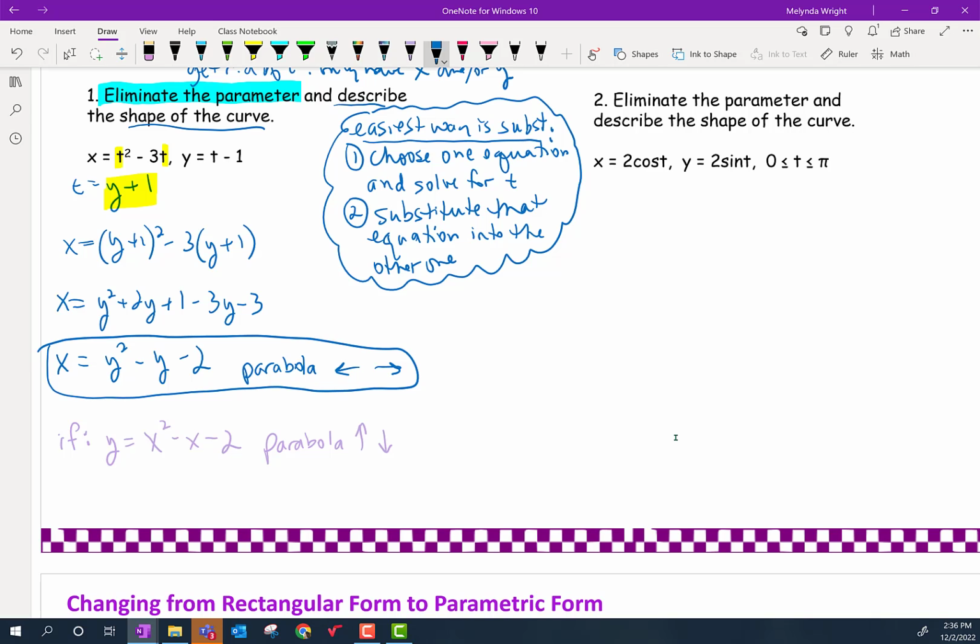And that's if you have like x's and t's and y's, and it tells you to eliminate the parameter, which means, get rid of the t's.